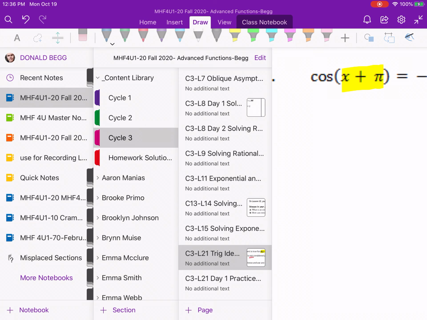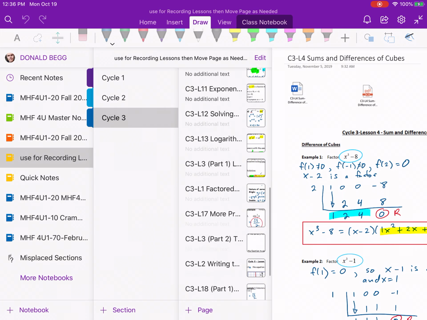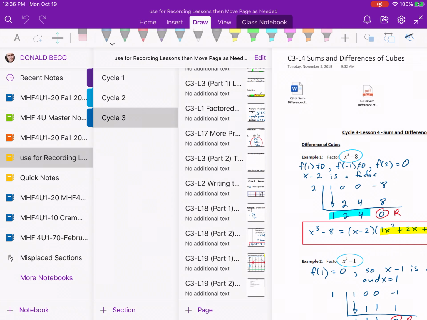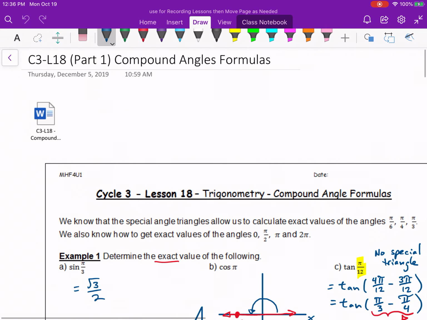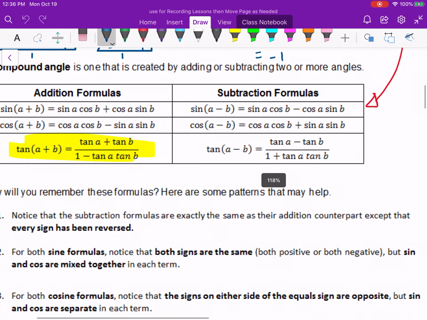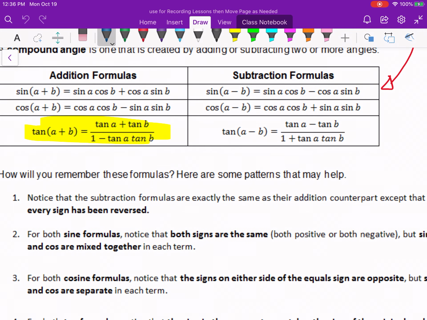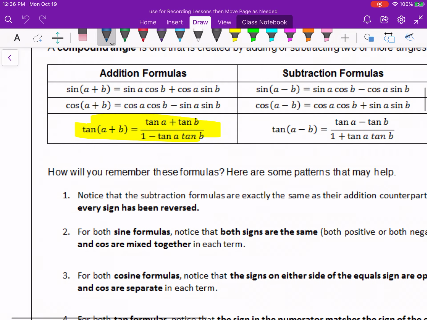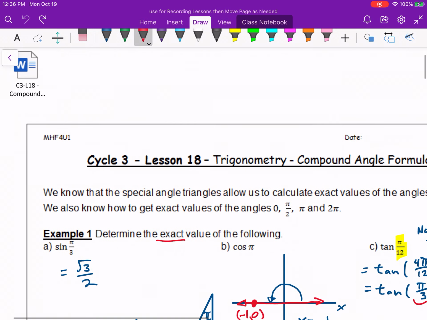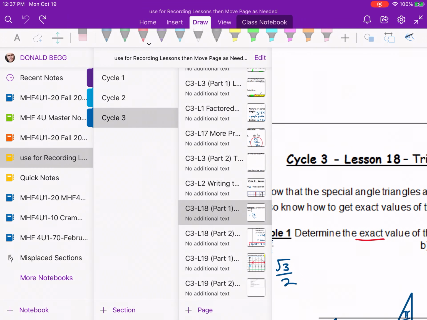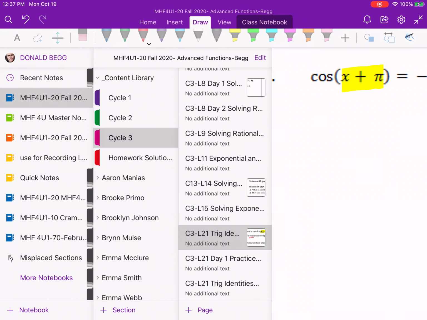If we go back a few days, let's see if I can find where I've got it. Compound angle, there it is. We have all those compound angle formulas here. So we've got cos of something plus something. So for today, for this identity, we're going to go with this one. We want cos A times cos B minus sine A times sine B. All right, go back to the note we're actually working on.